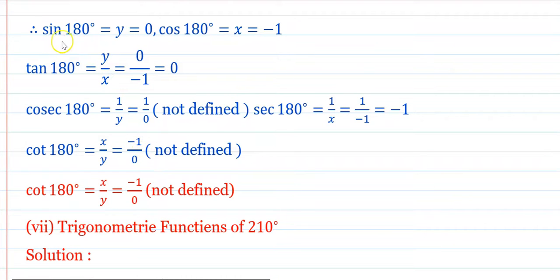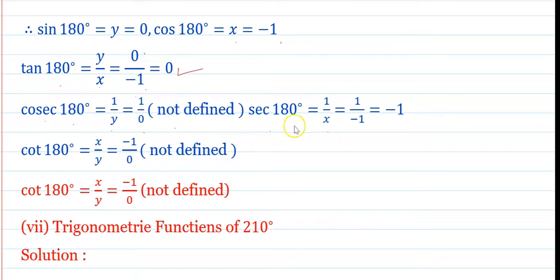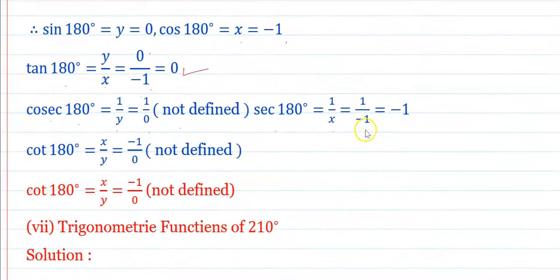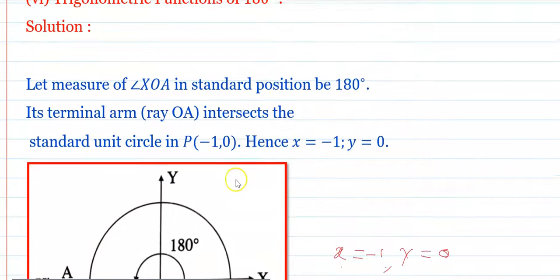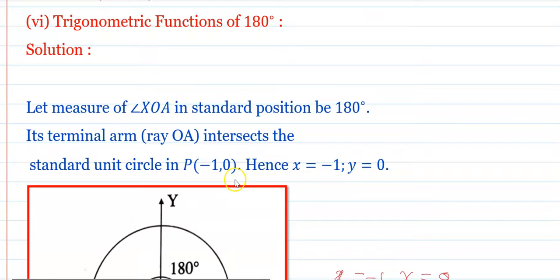Now see this. Sine of 180, that is equal to y, which is 0. Cos of 180 is equal to x, which is minus 1. Tan of 180, y upon x, 0 upon minus 1. 0 upon any number is equal to 0. Cosec 180, 1 upon y, that is 1 upon 0, not defined. Sec of 180, that is 1 upon x, reciprocal of cos. 1 upon minus 1, that is equal to minus 1. Cot of 180, x upon y, minus 1 upon 0, and that is not defined. Okay, and in this way, you can find out the values of the trigonometric functions of the angle 180.